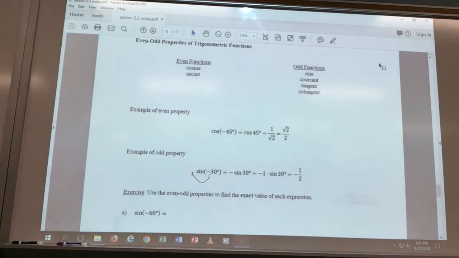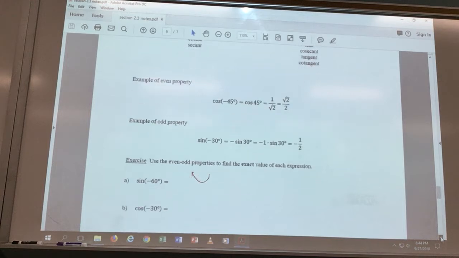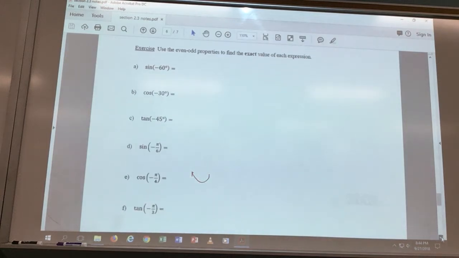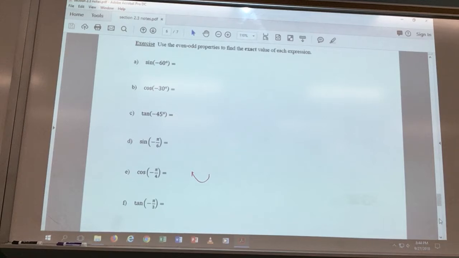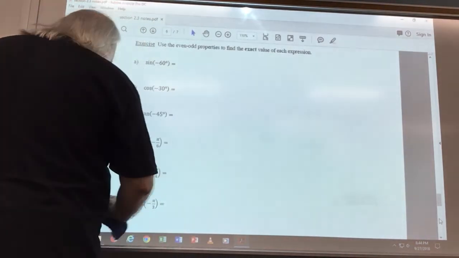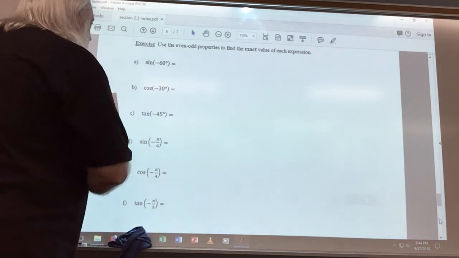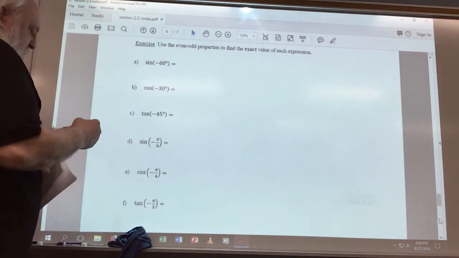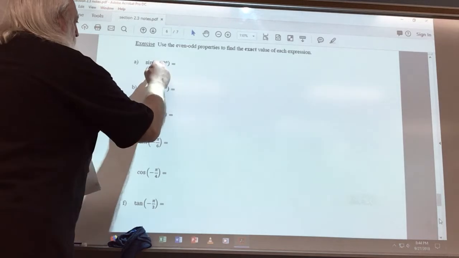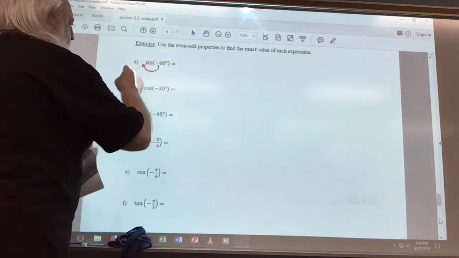Okay? So in the exercises down below, we're going to use the even and odd properties to find the exact value of each trigonometric expression. So in the first example, we have the sine of minus 60 degrees. And since sine is an odd function, we bring that minus sign out in front of the sine function.